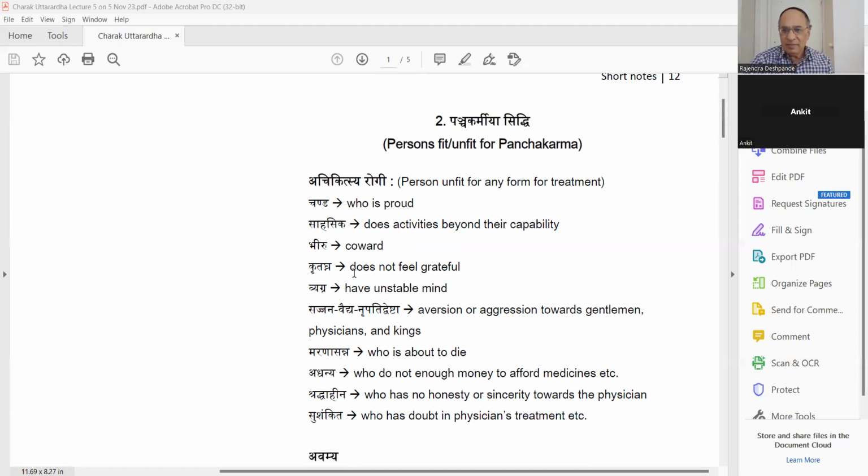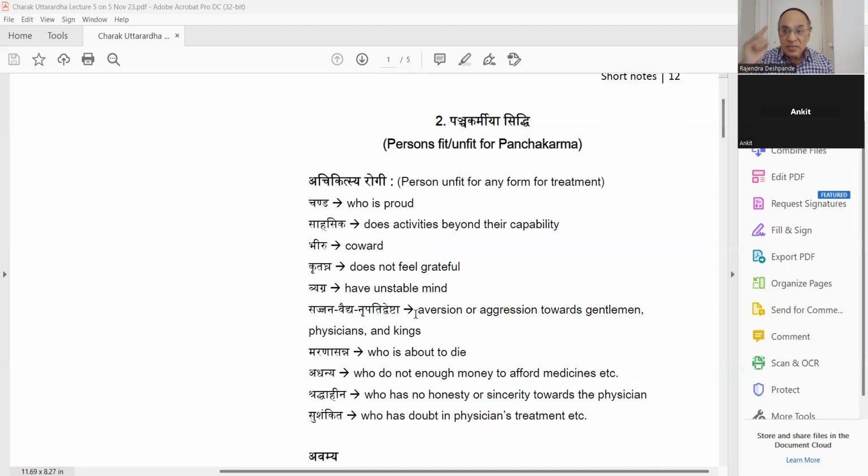Then Kritagna does not feel grateful to the doctor. He will not say, "Doctor, thank you very much. You are a very great doctor. You are like a God, so I am very obliged." No. "What I have paid for you, you have to do it. You have taken 1,000 rupees for Vamana, so I will charge you. I will take you into the court because a problem happened." So don't treat these Kritagna people, the ungrateful people, and avoid them.